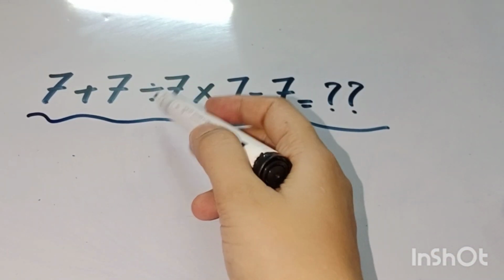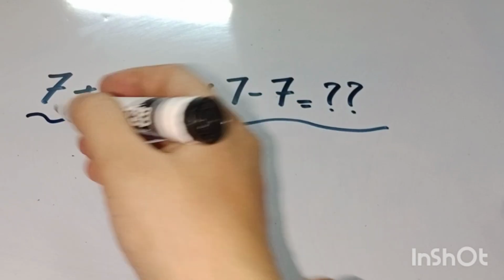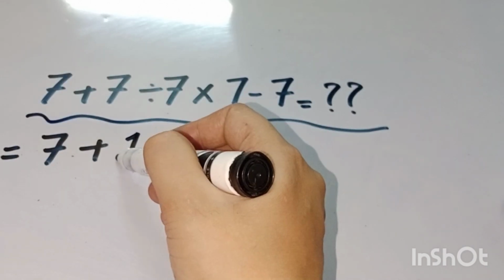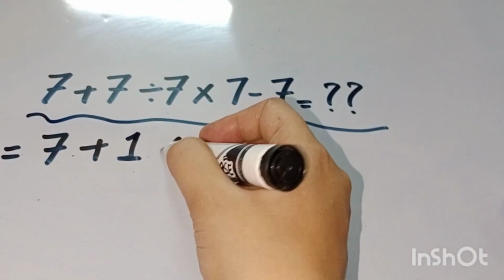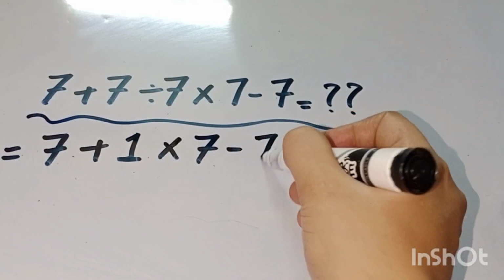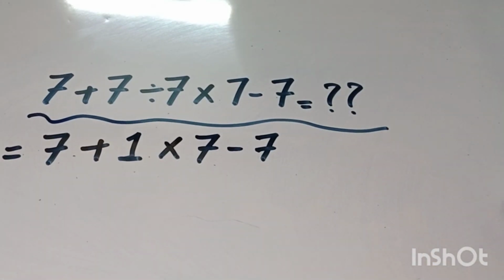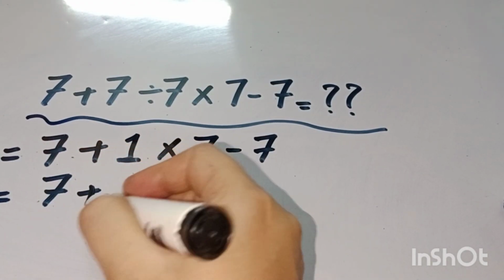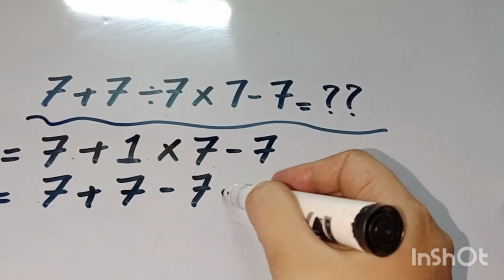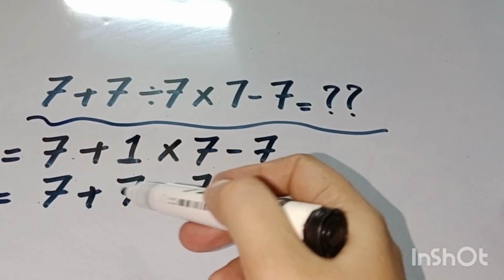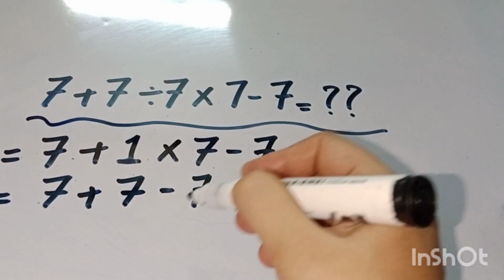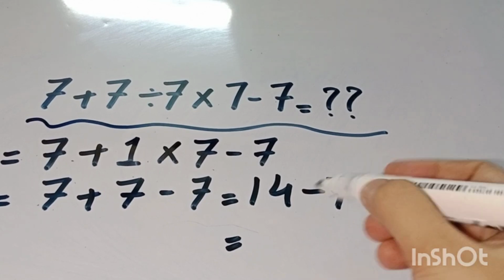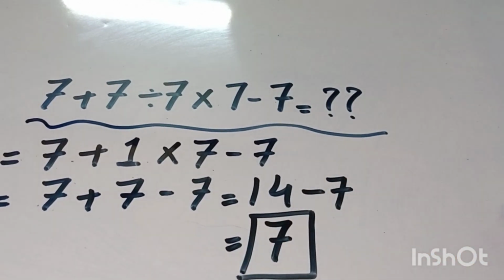I will do my division first because according to BODMAS rule, here let's check 7 plus, when we divide 7 by 7, it will become 1 because 7 times 1 equals 7. Obviously, multiply 7 minus 7. All the remaining equation will remain the same. Now I will do my multiplication first. Here 7 plus 7 times 1, 7 minus 7 is equal to. Now what should we do? 7 plus 7 equals 14. What is remaining? Minus 7. And obviously we all know that when we subtract 7 from 14, it will become 7. So the answer of this very interesting math puzzle is 7.